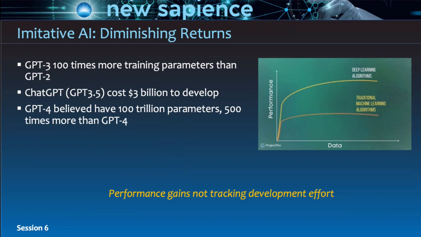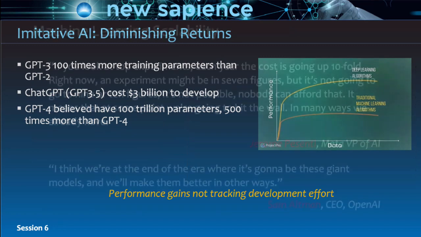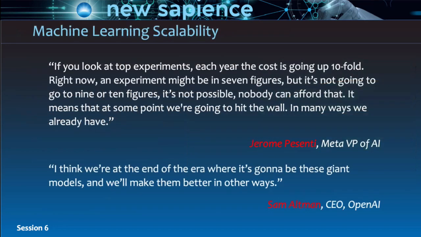But these inverse curves, that is, the performance falling off as you increase the size of the system, are very well known. It is not much talked about, but it is appreciated and understood by the people who are developing these models. Even 3 or 4 years ago, Jerome Pesenti, VP of AI at Meta, made the comment that they're already running against the wall.